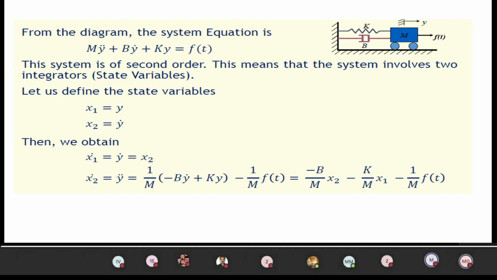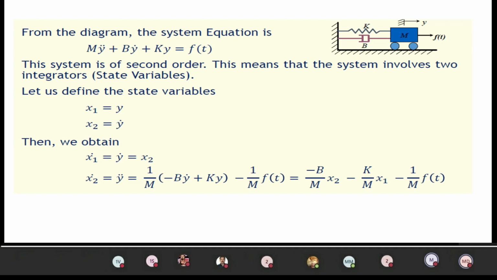So the state variables are chosen as the displacement and velocity of the given system. Displacement is y, velocity is dy divided by dt. y is taken as the x1 state variable, and y dot is taken as the x2 state variable. Now you have your two state variables. If you want to determine the state equation, you have to obtain just x1 dot and x2 dot.